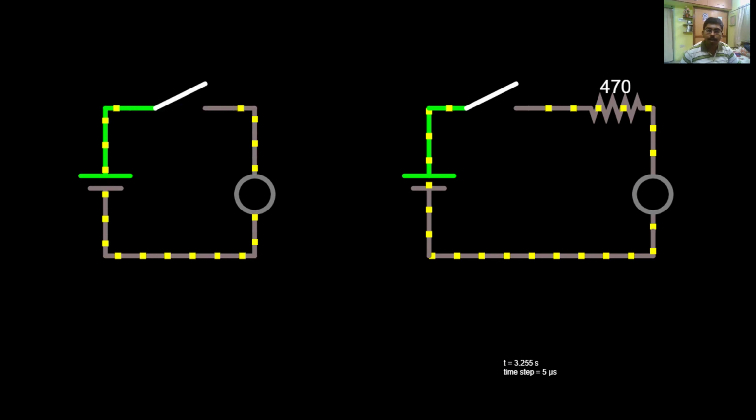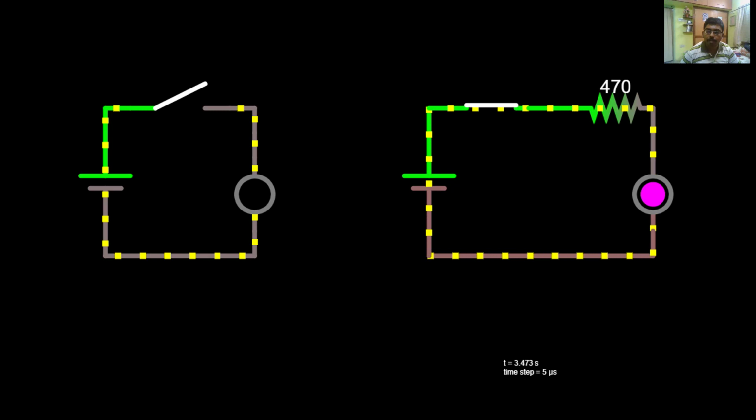Let us come to the second circuit. Here we are adding a 470 ohm resistor. The purpose of the resistor is to decrease the flow of current needed for the LED. Here we have the same 9 volt battery. Now simulate the circuit by turning on the switch.